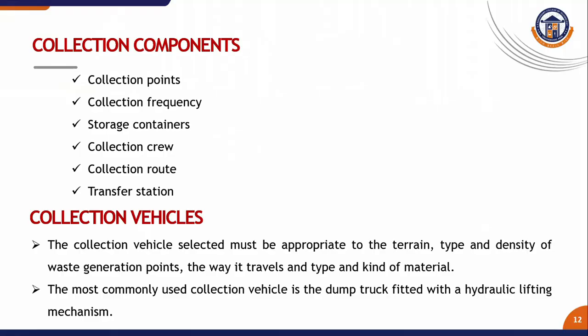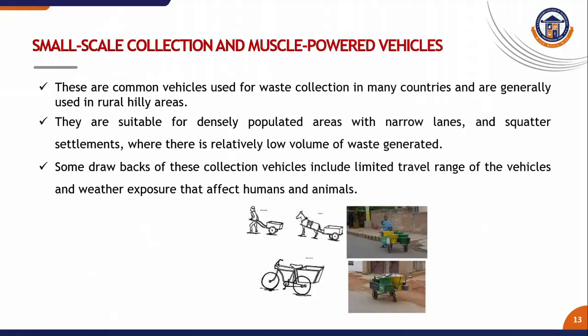Collection vehicles. The collection vehicle selected must be appropriate to the terrain, type and density of waste generation points, the way it travels, and the type and kind of material. The most commonly used collection vehicle is the dump truck fitted with a hydraulic lifting mechanism. Small scale collection and muscle powered vehicles are common vehicles used for waste collection in many countries and are generally used in rural hilly areas.